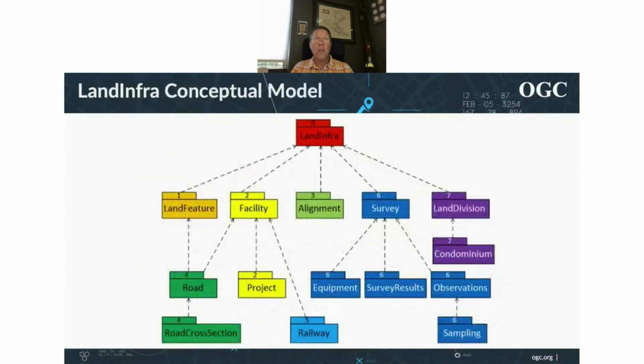And so if you look at the conceptual model for land infra, you have this overarching concept of putting together the features of the land, the facilities built on the land, alignments of elements, survey data, and then in the purplish color on the right on the part 7, land divisions and land condominiums. Those are all tightly integrated with all the other infrastructure that we're describing. So if you're describing a railway, that railway crosses some number of land division elements, and we have to ensure that all those are standardized and linked and you understand the relationships.